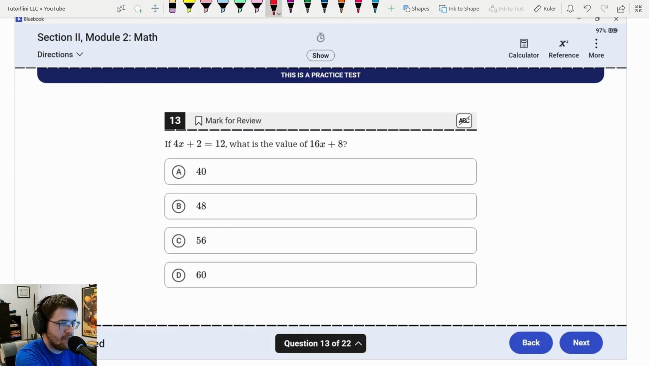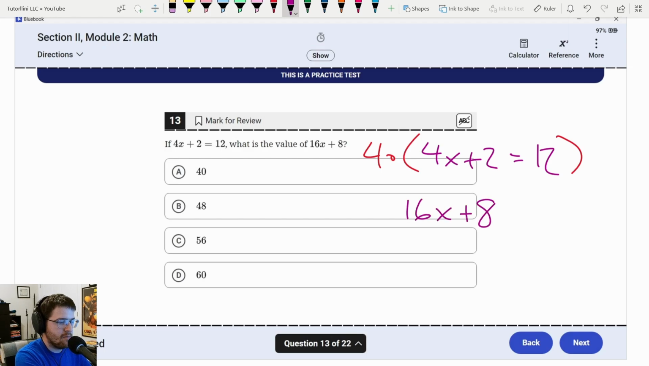Okay, question 13. So basically, I'm going to take this equation, and I'm noticing that if I multiply this by 4, I will get 16x plus 8. So I'm going to multiply both sides of the equation by 4, and I get 16x plus 8 equals 48, which gives us choice B.